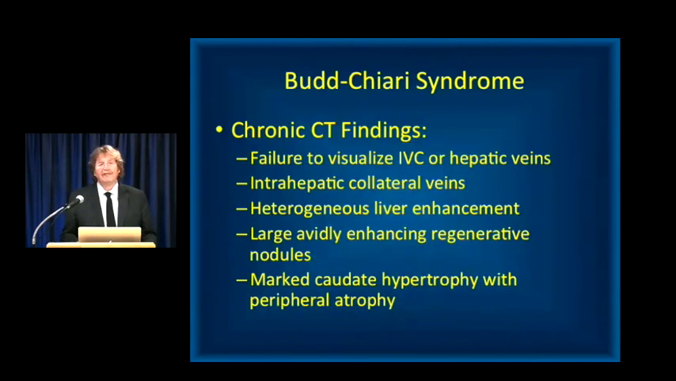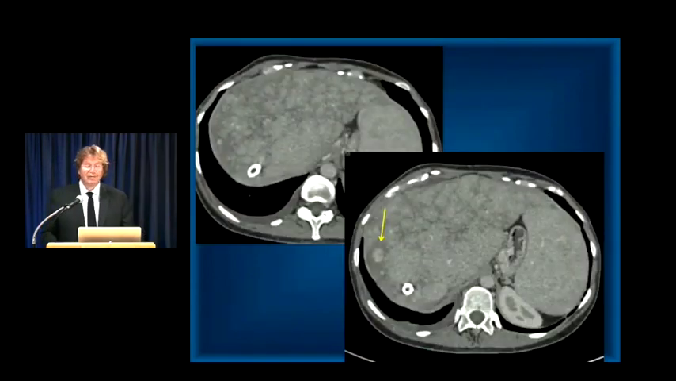Now, when you have Budd-Chiari and it's chronic, I mentioned you're not going to visualize the IVC or hepatic veins. You may see collateral vessels present, this mottled liver enhancement, the potential for seeing larger regenerating nodules, and a prominent caudate lobe. And here's just a good example of a patient who had a stent placed. You can see the regenerating nodule in the right lobe. You can see the mosaic pattern to the liver. That's a very good pattern for looking at Budd-Chiari.